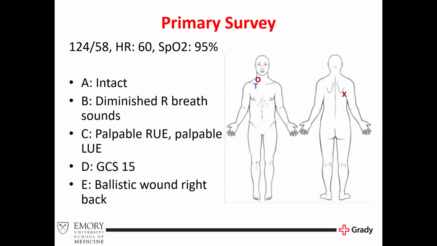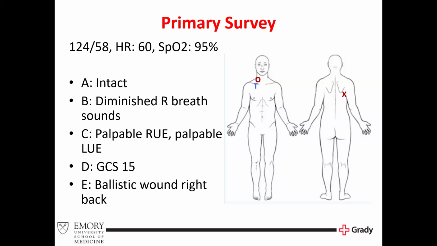Primary survey, he was hemodynamically stable, otherwise en route, and hemodynamically stable in our trauma bay with systolics in the 120s and a heart rate in the 60s. However, his O2 saturation was 95% on non-rebreather with the needle decompression needle, which is denoted as that T on our figure.